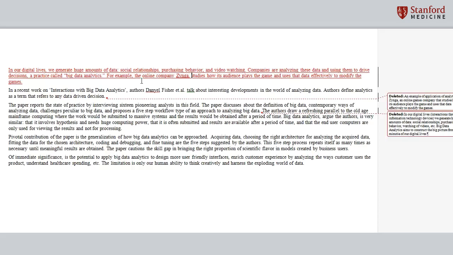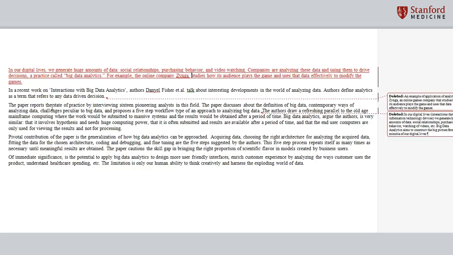Everybody's generating data on Facebook and Amazon, and all our online behavior is generating data for companies. Companies are then using that data to drive decisions. We call that big data analytics, and here's a nice concrete example of a company doing that. And now we can dive into the details of this particular review article.